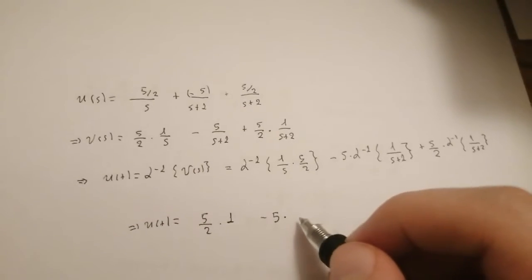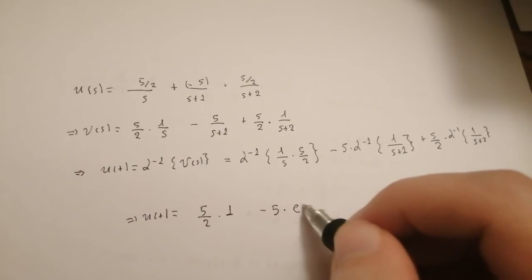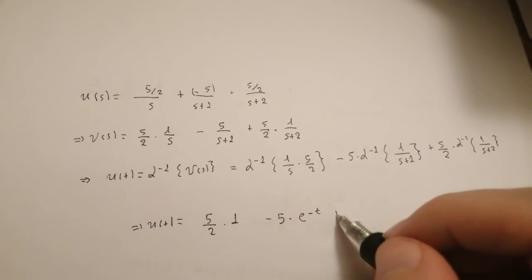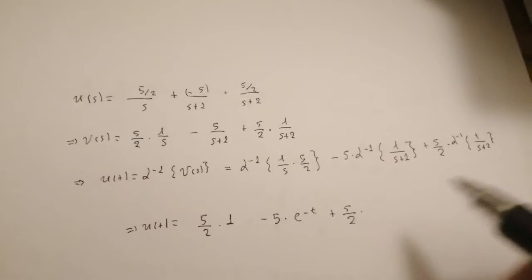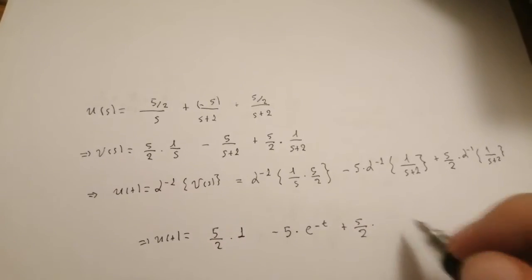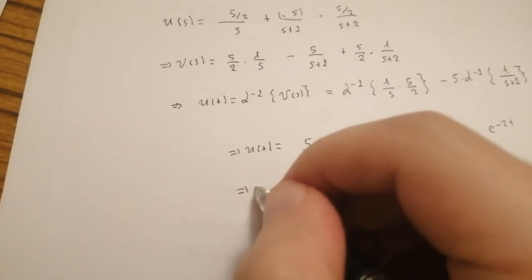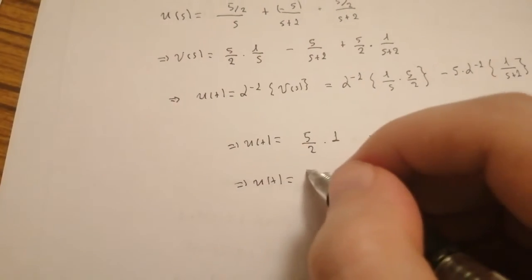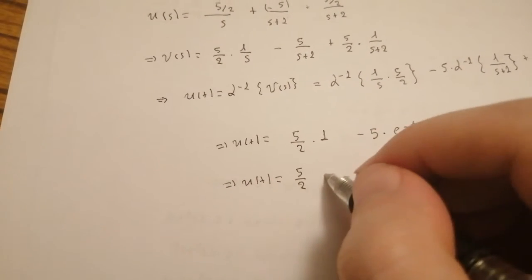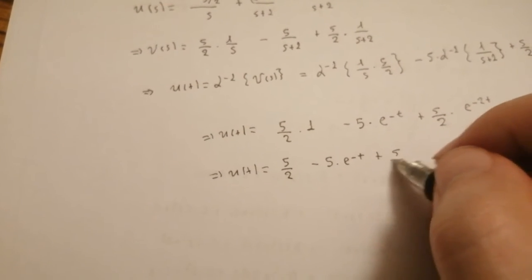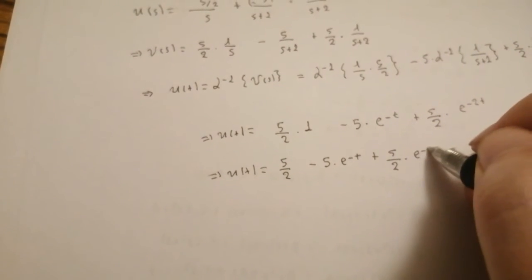So this is just the exponential. It's 5e to the minus t plus 5 over 2 e to the minus 2t. So u of t is equal to 5 over 2 minus 5 times e to the minus t plus 5 over 2 e to the minus 2t.